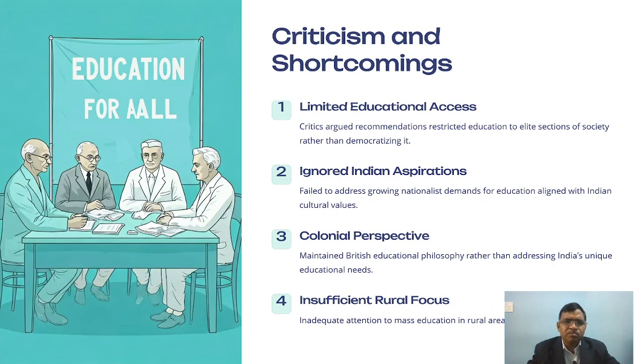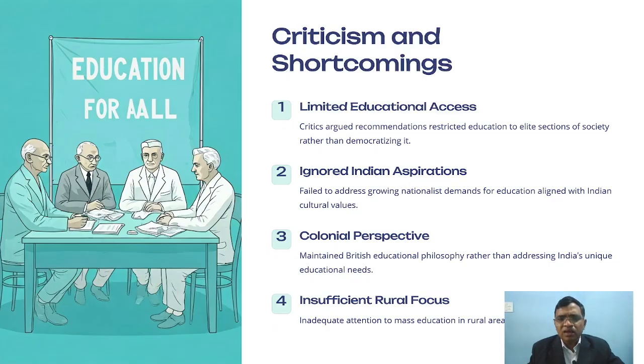Then criticism. What criticism is there for this particular committee? So limited educational access. Critics argued the recommendations were restricted to elite sections of society rather than democratizing education. So they preferred only elite people and ignored the normal people, and there is no democracy in this. Then they ignored Indian aspirations. So they failed to address the growing national demands for education aligned with Indian cultural values. So they ignored Indian cultural values in the education system. So they wanted to preserve the colonial perspectives, maintaining the British education policy rather than addressing India's unique education needs.